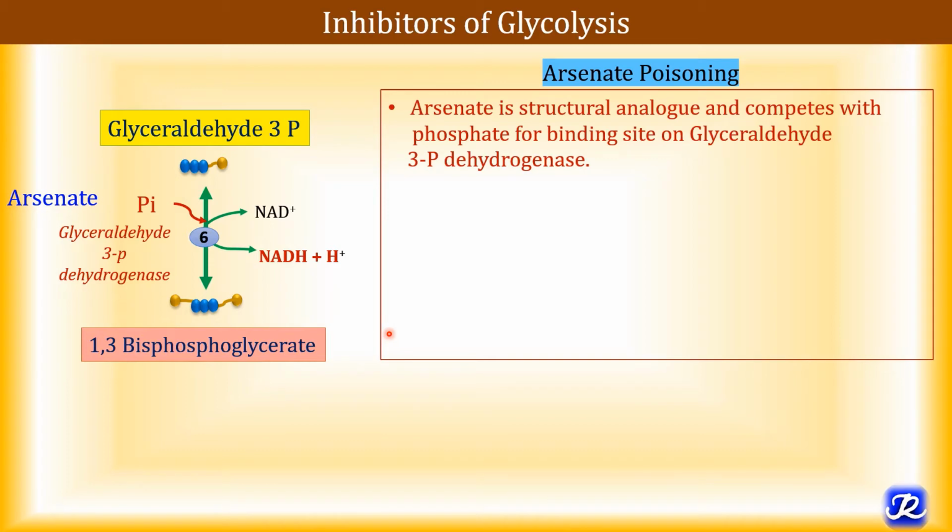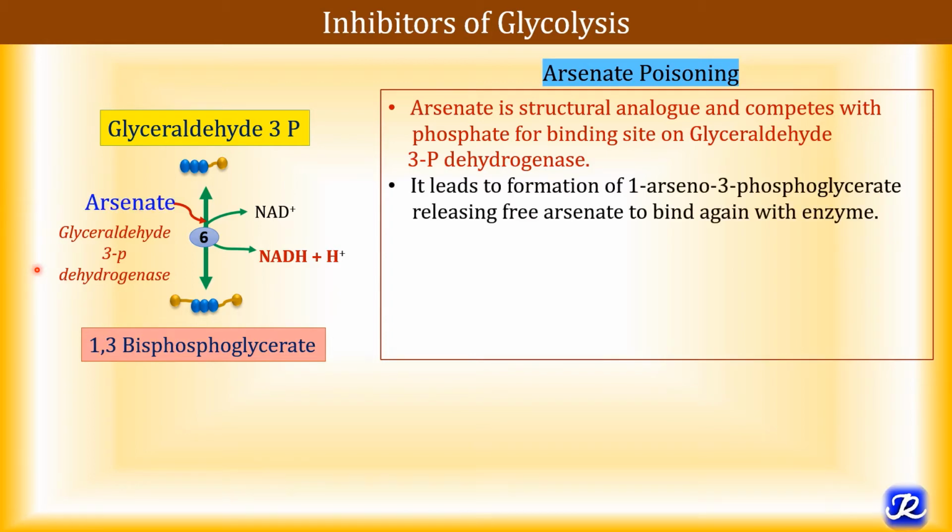This arsenate is a structural analog of inorganic phosphate, and it competes with the phosphate for the binding site on glyceraldehyde 3-phosphate dehydrogenase. So now, instead of the inorganic phosphate, the arsenate will bind on this glyceraldehyde 3-phosphate dehydrogenase. And it leads to formation of 1-arseno-3-phosphoglycerate, releasing free arsenate to bind again with the enzyme. So this reaction continues, and thus it interferes with the formation of 1,3-bisphosphoglycerate.